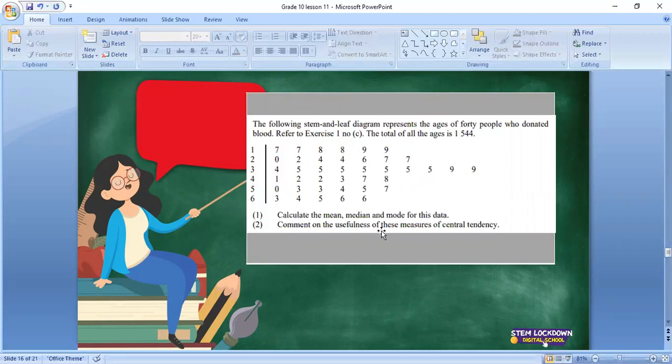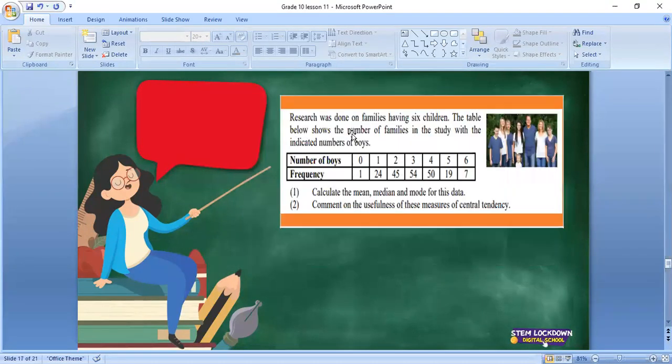Now, comment on the usefulness of the measure of central tendency. As it stands here, usually in the absence of an outlier, the mean is our most reliable measure of central tendency. With the look of things here, there is no particular outlier. So we say the mean is our measure of central tendency for the data. Okay. So this is another question.